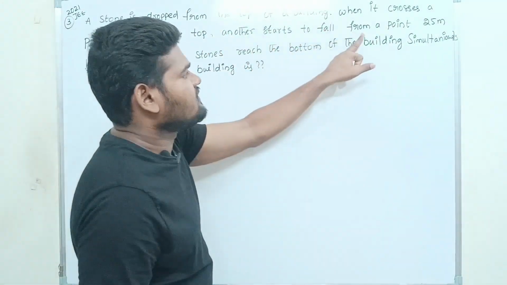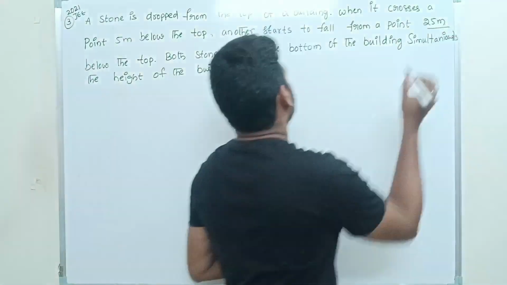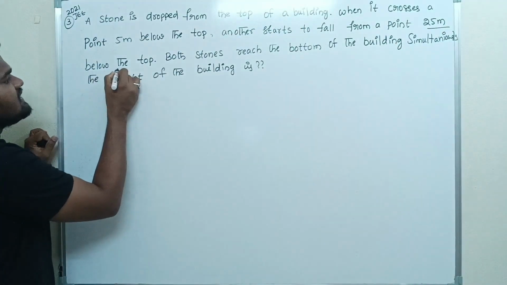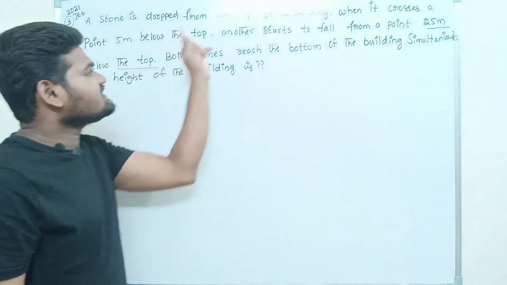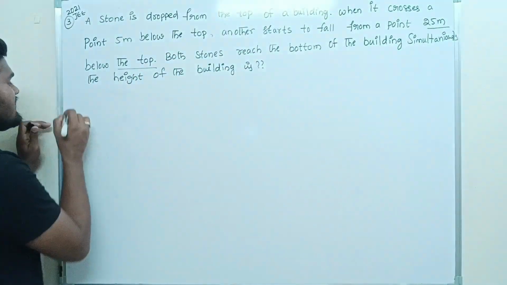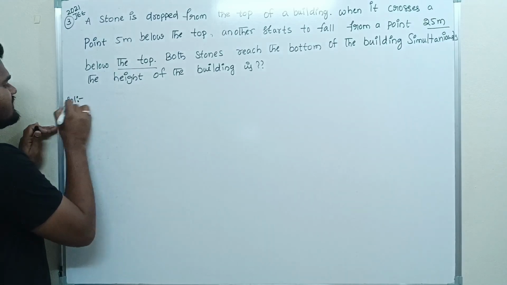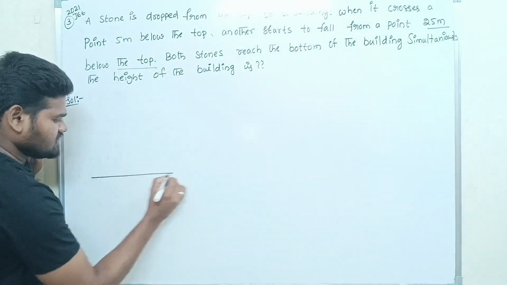Another starts to fall from a point 25 meters below the top. Okay, so I'm just going to draw the diagram based on this information. Have a look. So what they are saying, so there is a building. Okay now, so there is a building. I'm just drawing the building.